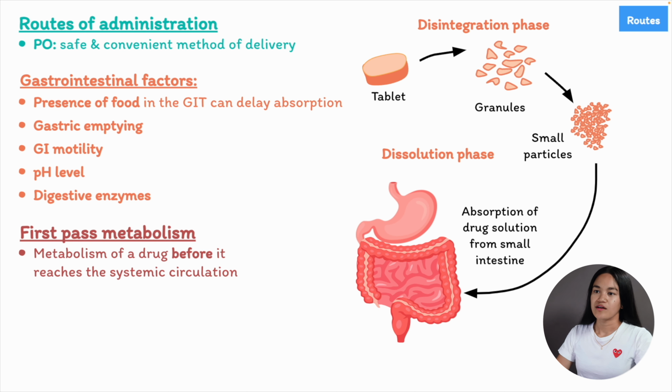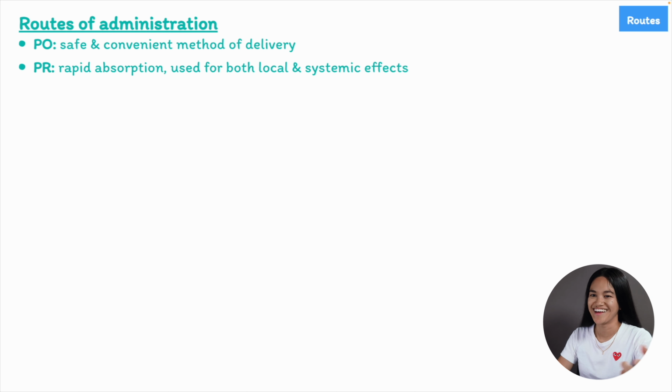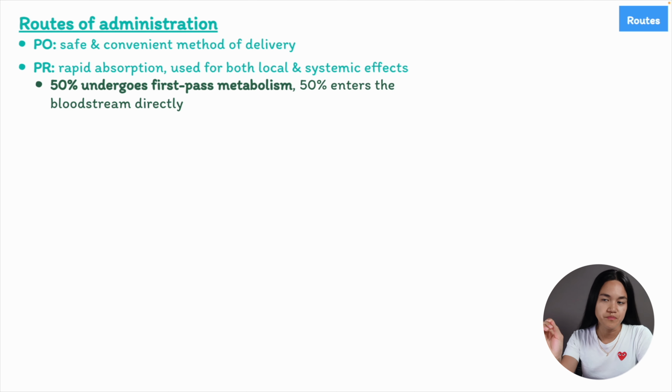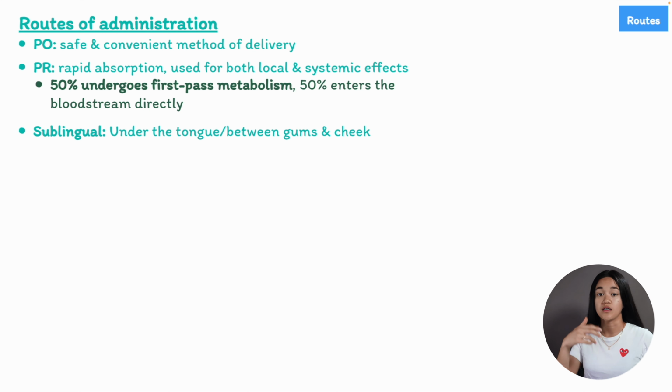Okay? The next route is the rectal route, the other end. This route of administration can be used for both local and systemic effects. But the thing is, there are several disadvantages associated with rectal administration, including potential irritation and issues with patient comfort. It's also important to note that 50% of the drug administered through this route undergoes first pass metabolism, meaning that 50% of the drug is metabolized by the liver before entering the bloodstream, while the other 50% enters the bloodstream directly.